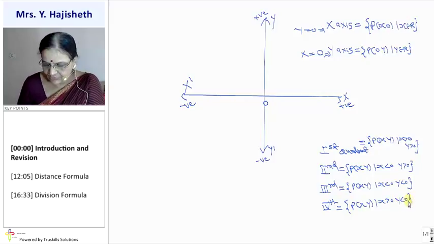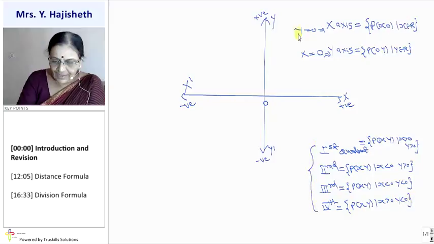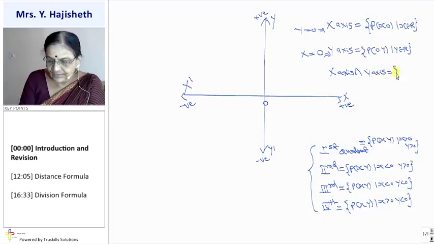So all these four quadrants are mutually disjoint. X and y axis, they are not mutually disjoint. Their intersection is origin. X-axis intersection y-axis, the intersection is set containing origin.